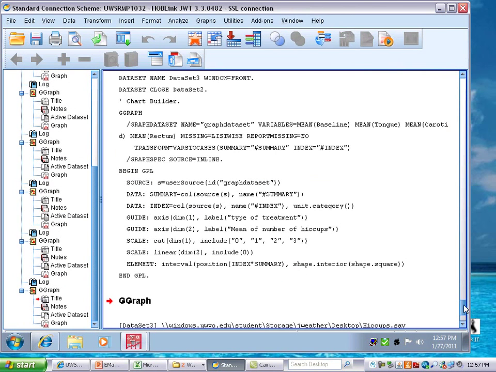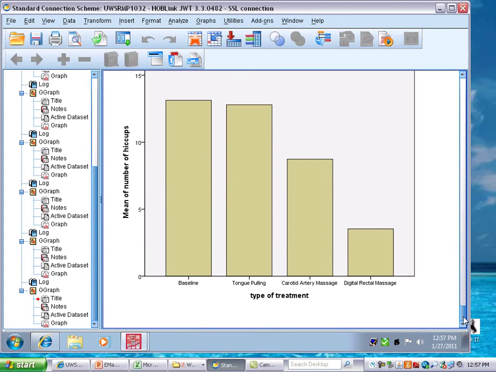I would like to see what this chart looks like. Okay, in my graph window, here I go. Here's my baseline mean number of hiccups. If you were to just look at this really quickly, what would you say about tongue pulling? It doesn't make a difference. It's not really any different from the baseline.